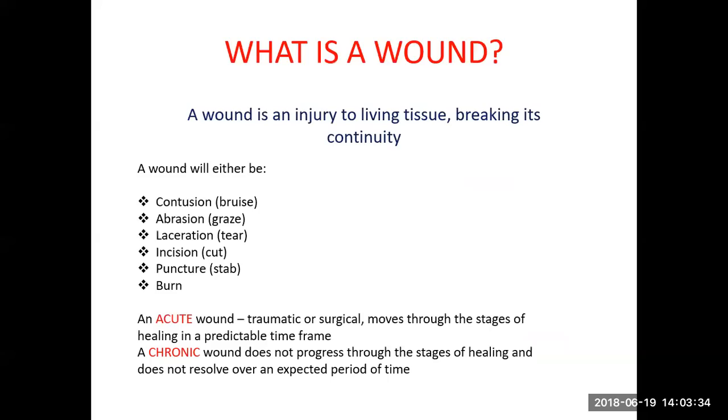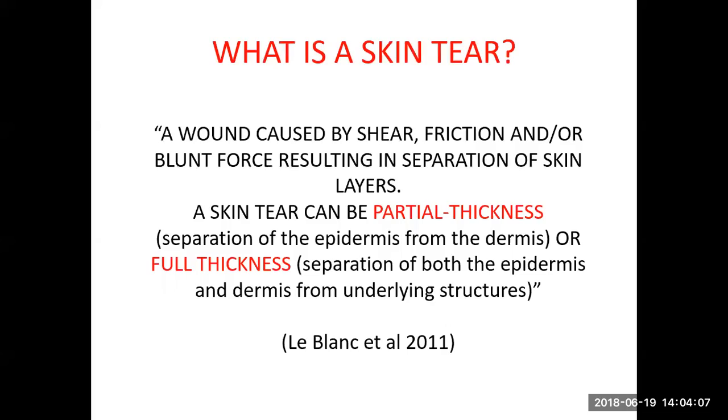So what is an actual wound? Well, a wound is an injury to living tissue breaking its continuity. A wound will either be a contusion, which is a fancy name for a bruise, an abrasion, a graze, a laceration, which is a tear, an incision, a cut, a puncture wound, which is a stab wound, or a burn. An acute wound can be traumatic or surgical, and it moves through the stages of healing in a predictable time frame. A chronic wound does not progress through the stages of healing and does not resolve over an expected period of time. But what is a skin tear?